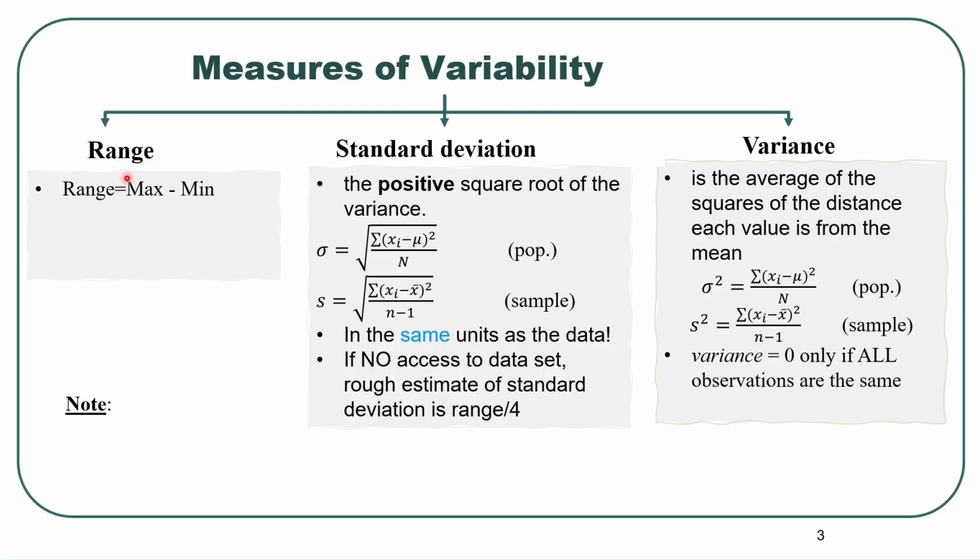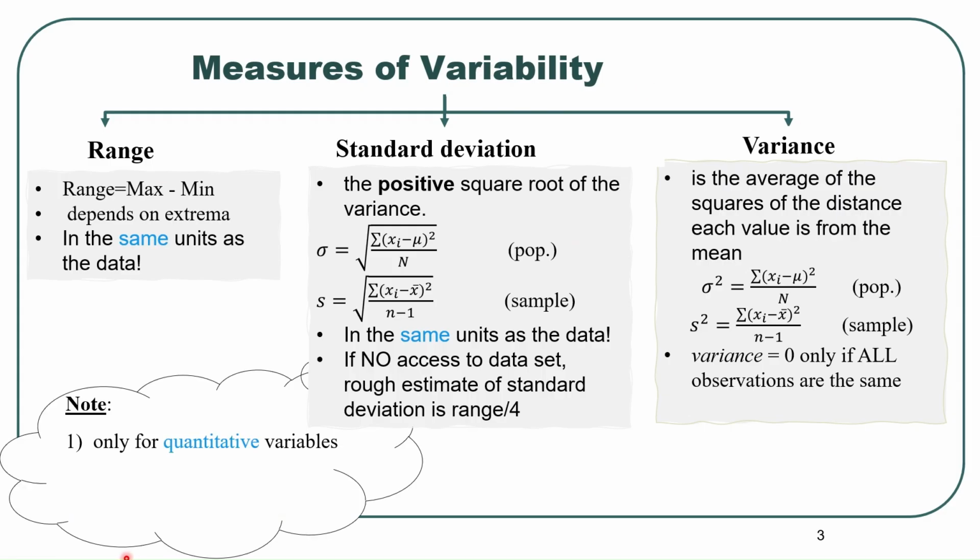The range is our third measure of variability, and it depends on the extrema, minimum and maximum, and it is measured in the same units as the data, exactly like the standard deviation. Now, all of these three measures are for quantitative random variables. I cannot calculate them for any qualitative random variable. All of these measures have to be positive when you are calculating them. And all of these measures are sensitive to outliers, exactly like the mean is.